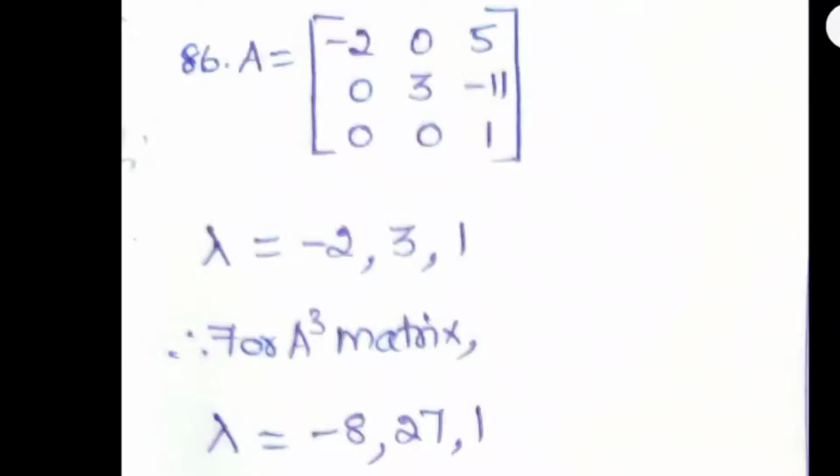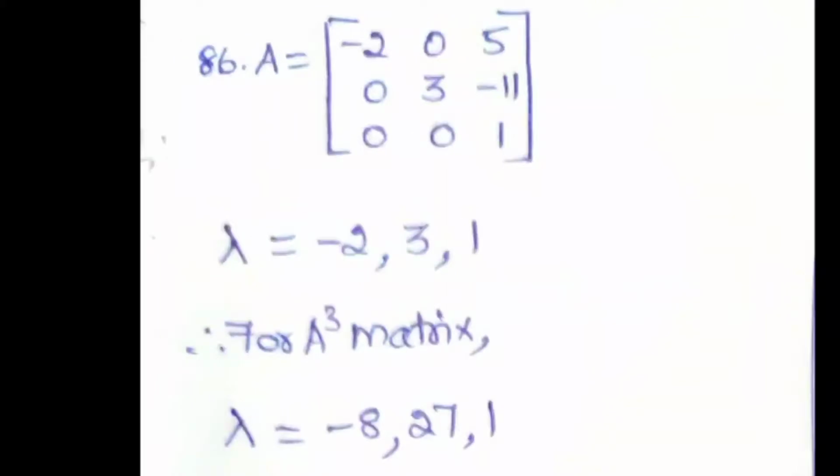Here the matrix given is A equal to minus 2, 0, 5, 0, 3, minus 11, 0, 0, 1. Luckily we have an upper triangular matrix here, because the lower three values are 0. As we have the zeros, we can directly take the diagonal elements as the eigenvalues of the matrix. This is also one of the properties. For 1 mark questions, they will be asking such easy matrices only so that we can find the values directly. If the zeros are like this, in this L shape, the diagonal values can be directly taken as the eigenvalues.